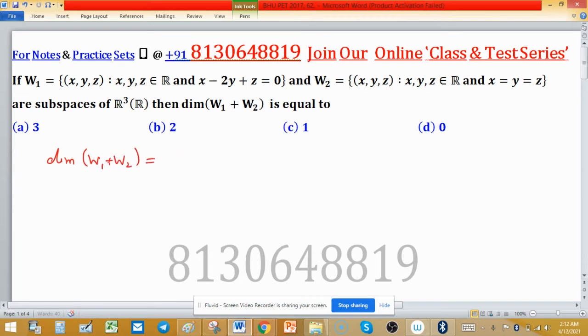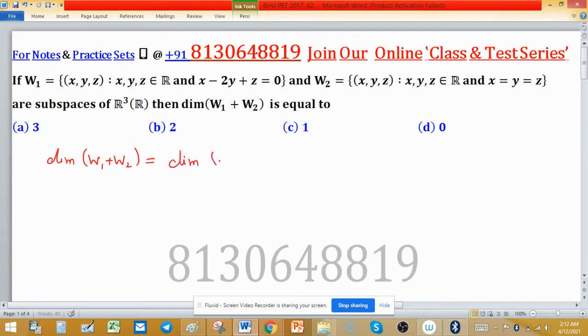The dimension of a subspace sum can be found as dimension of W1 plus dimension of W2 minus dimension of the intersection W1 intersection W2. So find the dimension of W1.